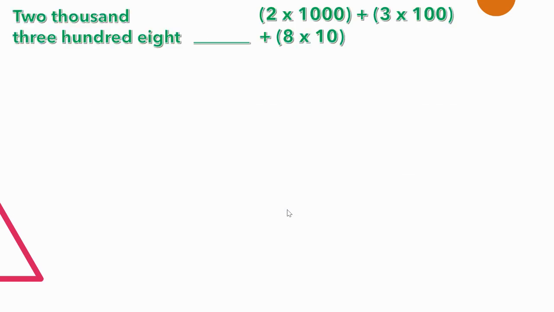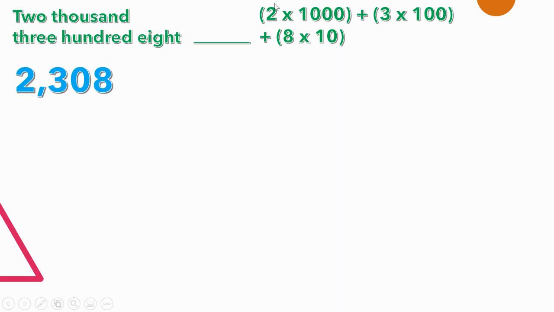Now let's try to compare numbers when they're not written in standard form. What we need to do is first rewrite both of these numbers in standard form. This first number is written in word form, 2,308. So let's rewrite that in standard form. The 2 is in the thousands place, and then we have 308 in the hundreds, tens, and ones place.